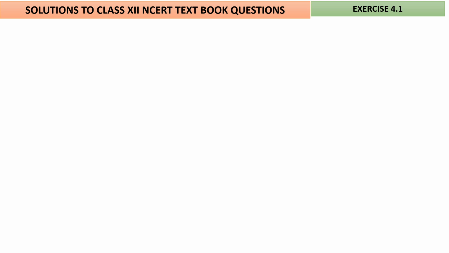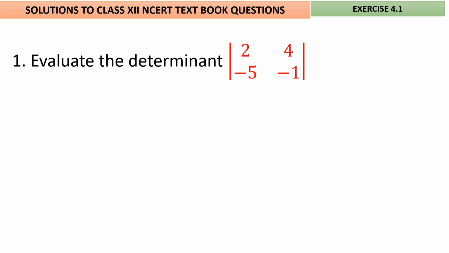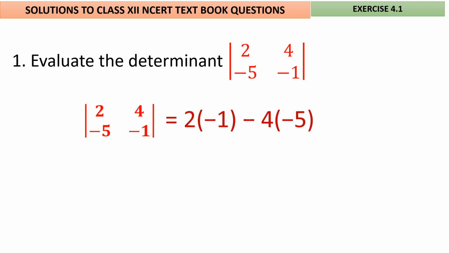Now, let us start solving. Solution to the NCERT textbook questions, exercise 4.1. Here, all the questions are simple expansion of the determinants only. Evaluate. You know how to do it. Multiply 2 into minus 1, minus of 4 into minus 5. The answer is 18. Minus 2 plus 20, 18.